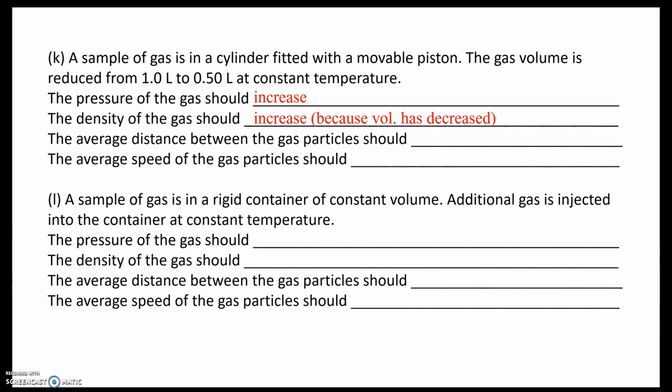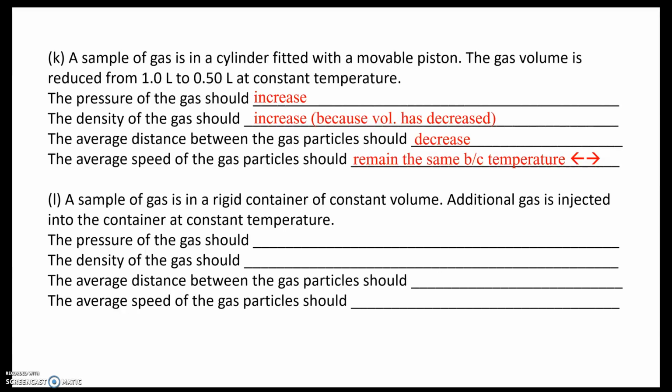The average distance between the gas particles should decrease because I've got the same amount of particles, but now they're in a smaller volume, so they're closer together. And the average speed of the gas particles should remain the same. Why? Because I'm at constant temperature. Hasn't changed anything. All right, item L.